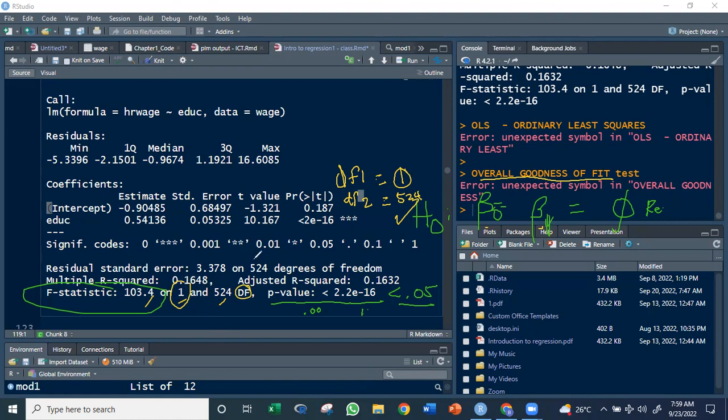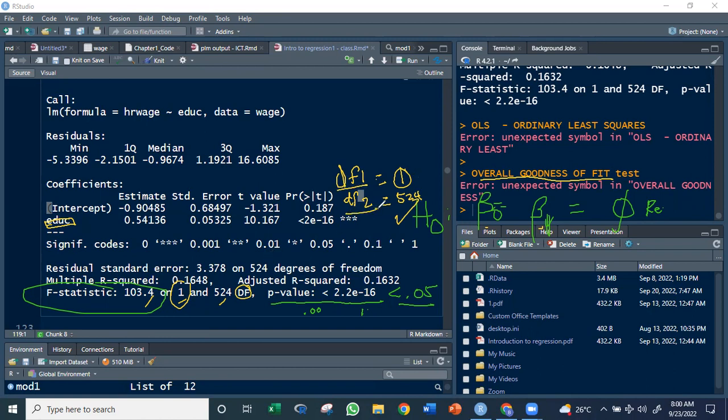Okay, the degree of freedom 1 comes from the number of predictors. Ilan ba yung predictor natin? Isa lang, di ba? Education. Only one predictor, so degree of freedom 1 is equal to 1. If there were 8 predictors, then degree of freedom 1 will be equal to 8. So yung degree of freedom 1 refers to the number of predictors.